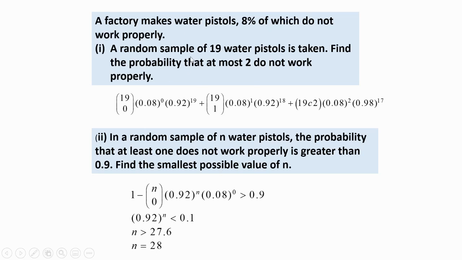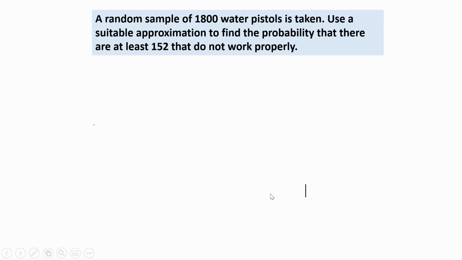So this is sort of the binomial, and then you can expect the question straight after that to be based on that. In this question, a random sample of 1,800 water pistols is taken. Use a suitable approximation to find the probability that there are at least 152 that do not work properly. You can expect this question. It's the second year that it's going to be asked. You're guaranteed to get asked it. So we're looking for a suitable approximation, which means that we want to approximate the binomial with the normal.